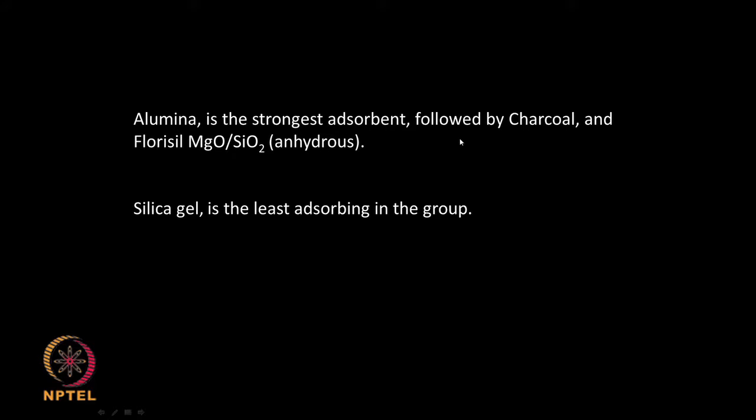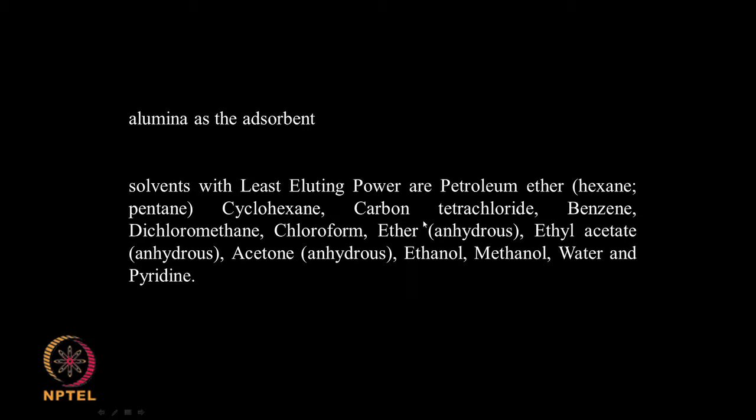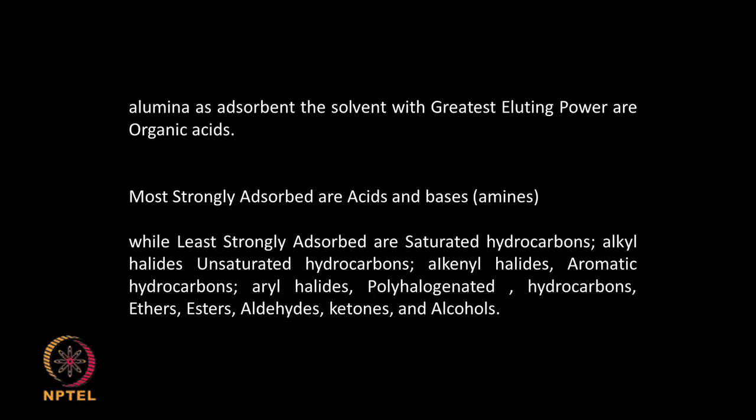Alumina is the strongest adsorbent, followed by charcoal and so on. Silica gel is the least absorbing in the group. Okay. Alumina as the adsorbent, then you use different solvents for the solute mixture to travel upwards, right. So, you can have petroleum ether and they have the least eluting power, and then we have cyclohexane, carbon tetrachloride, benzene, dichloromethane, chloroform, ether, ethyl acetate, acetone, ethanol, methanol, water and pyridine. So, if alumina is the adsorbent, least eluting power solvents are given in that order.